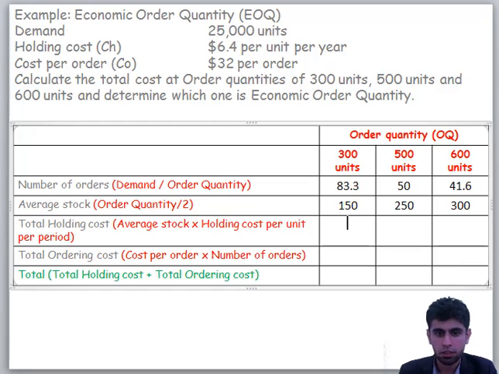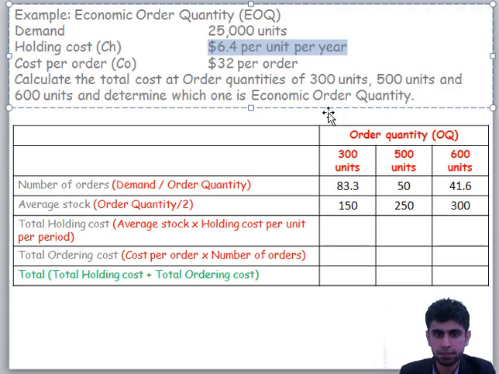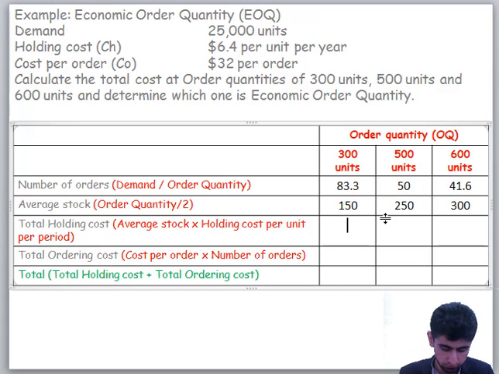Now let's calculate the total holding cost and total ordering cost for each order quantity. Total holding cost is average stock times holding cost per unit per period. The average stock we have already calculated as 150, and the holding cost per unit per period is 6.4. So you have to multiply 150 with 6.4. If you do the calculation, your cost is going to be 960 here.